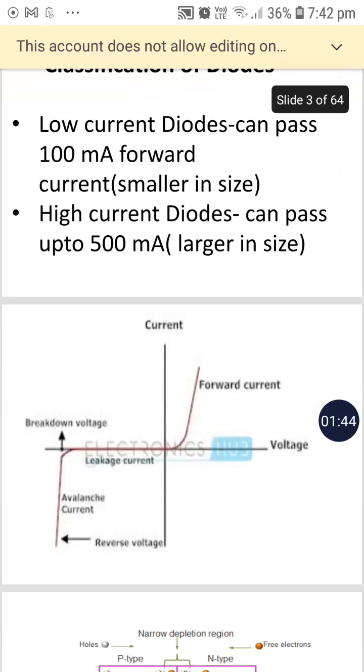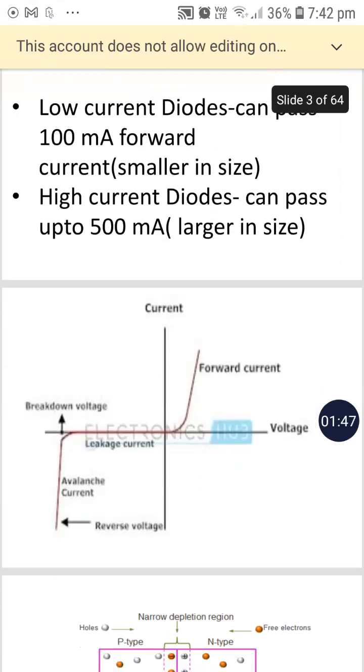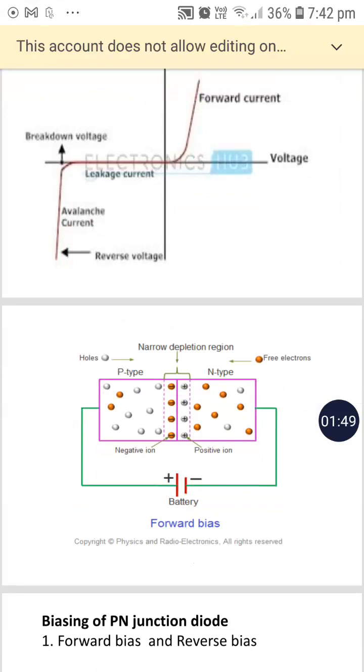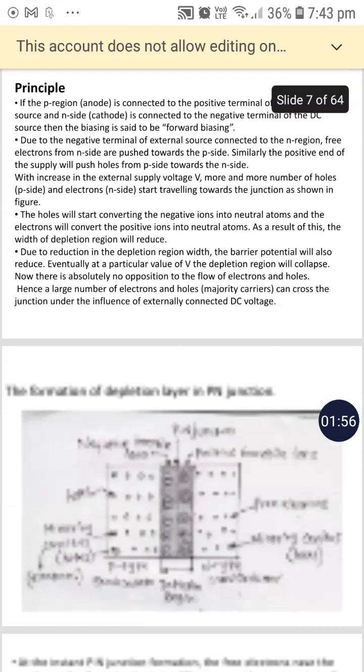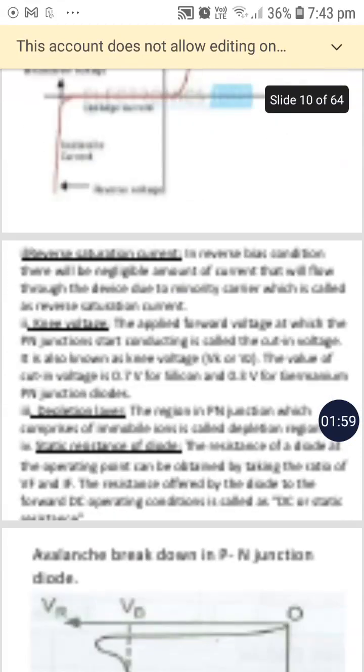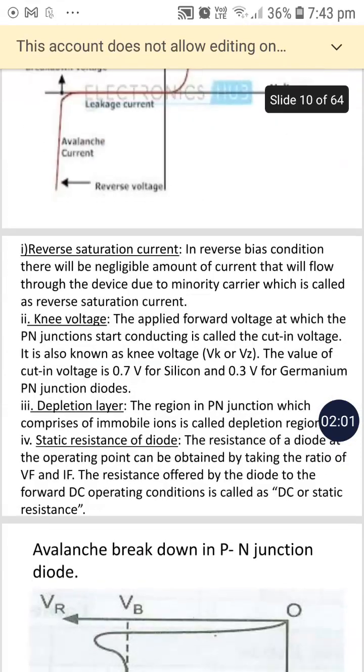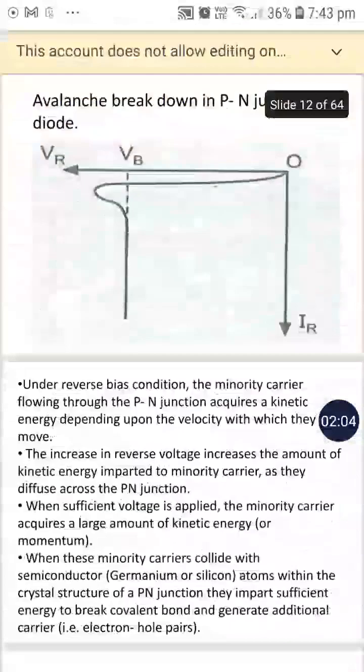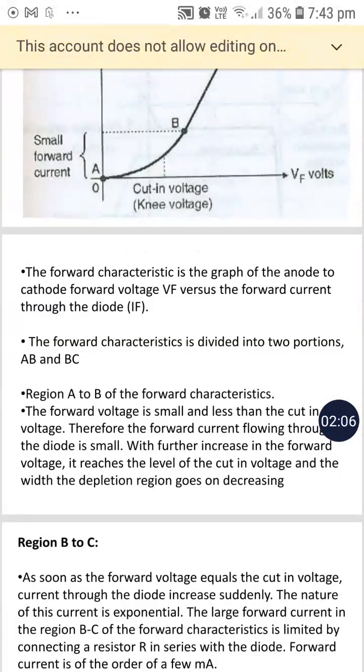Next, we will discuss the IV characteristics of a PN junction diode. Here, the forward biased PN junction diode circuit is shown, along with the IV characteristics. Let us see how the PN junction diode conducts current when it is forward biased. The positive terminal of a battery is connected to the anode of the diode and the negative terminal to the cathode. Hence the diode is forward biased.